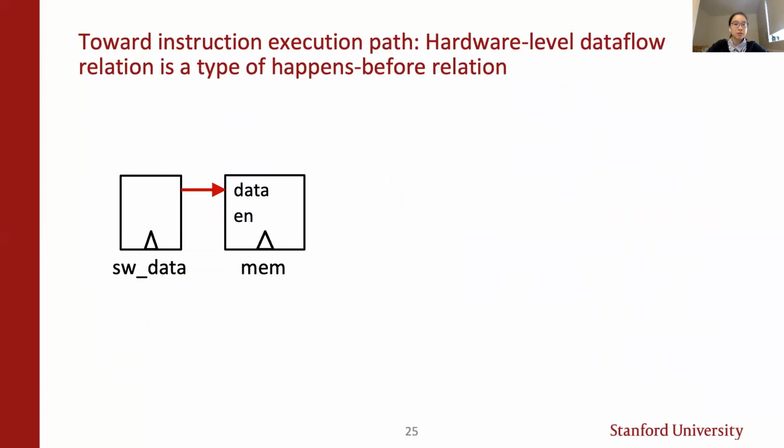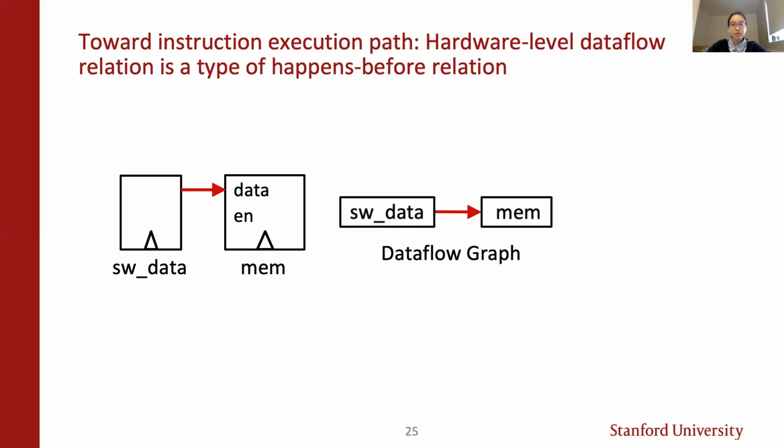Our analysis starts with generating execution paths. We observe that hardware-level data flow is a type of happens-before relation. For example, in Verilog, we may have a wire connection from the SW data buffer register to the memory data port. To have the correct value consumed by MEM, updates on SW data should happen before memory gets updated. Therefore, if one visualizes it in a data flow graph, we have registers mapped to nodes and edges drawn to capture this flow of data from one register to another.